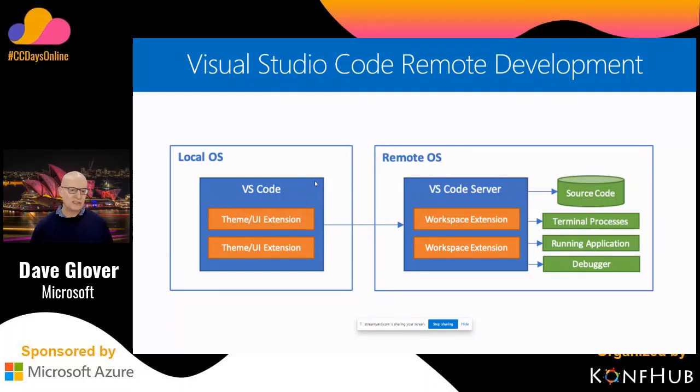The basic way it works is Visual Studio is kind of split into two chunks. So there's Visual Studio on the desktop, and that's managing all the UI and the extensions. And then on the device, there's a remote part of Visual Studio Code. And it's responsible for starting up the application and setting up the debugging and all that kind of thing.